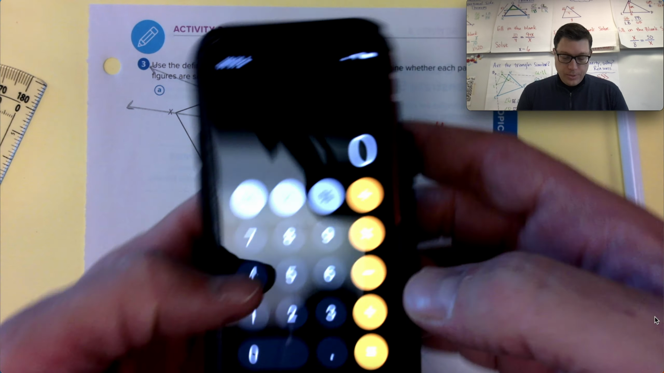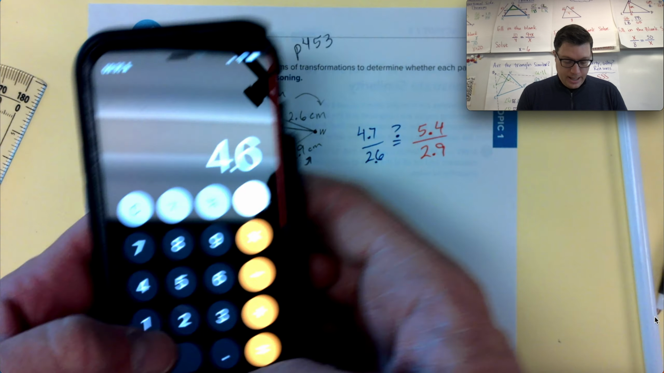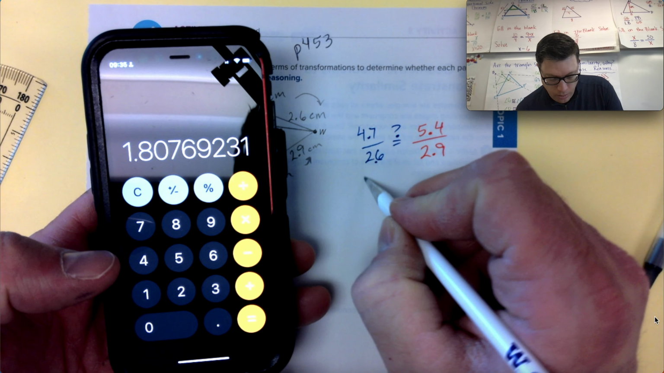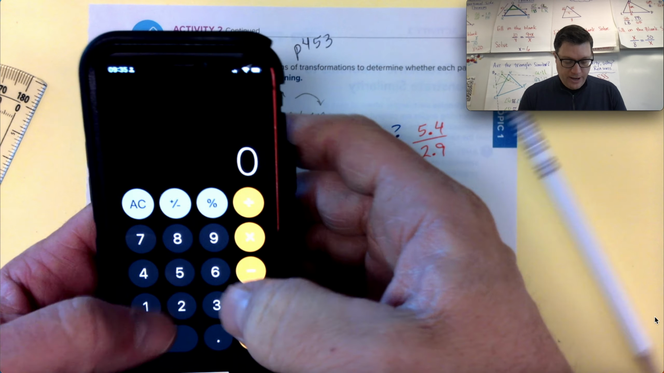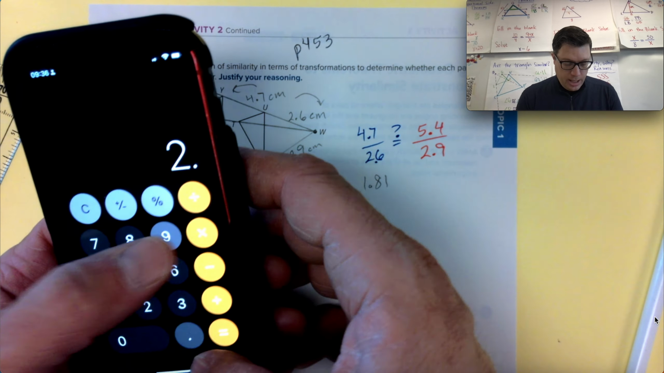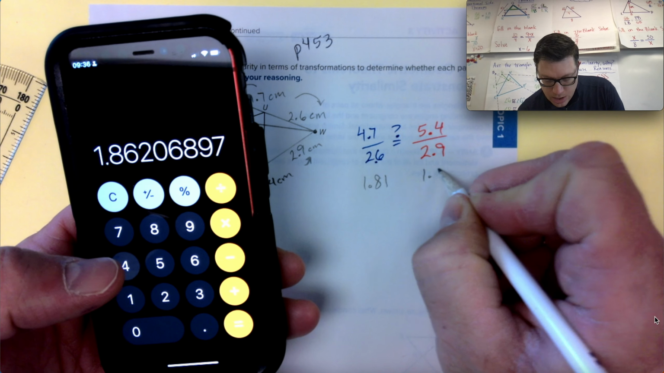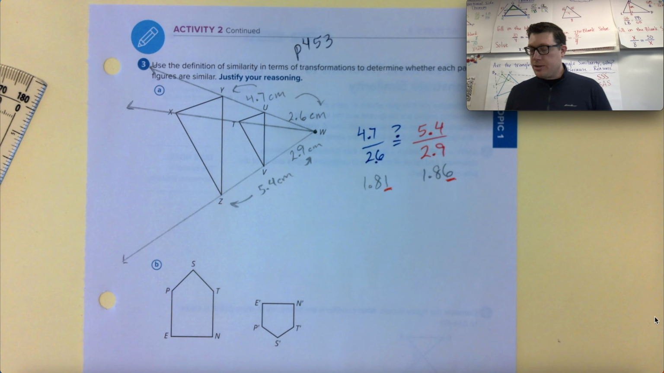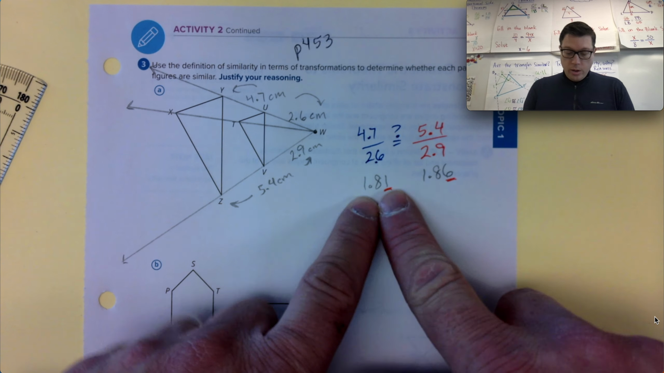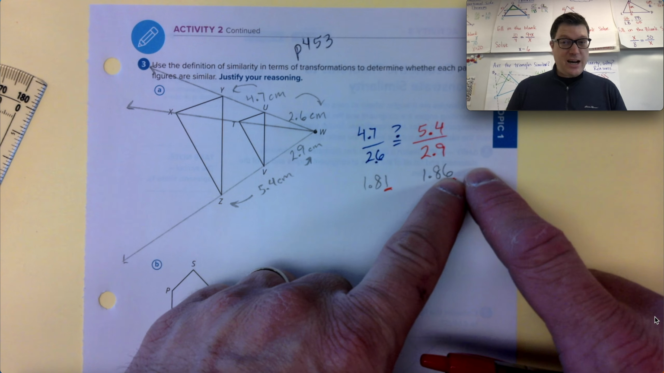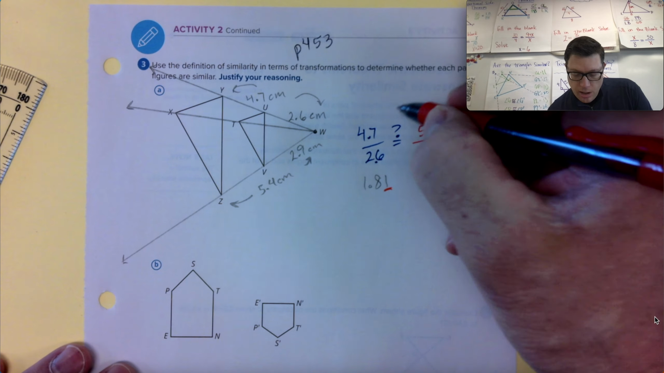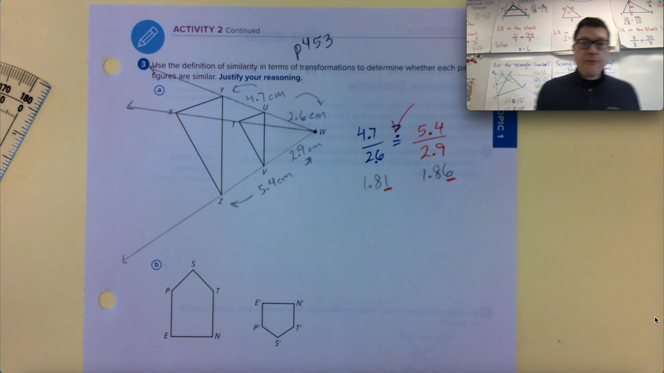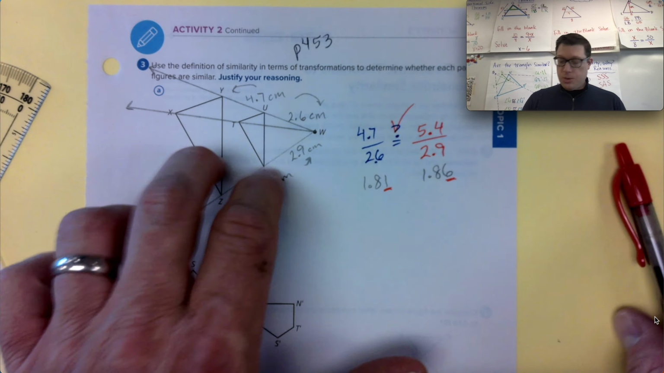Okay, let me show you on camera. So 4.7 divided by 2.6, I get 1.81, and then I'm going to go 5.4 divided by 2.9, 1.86. So at this level right here, that is literally because millimeters are hard to measure accurately. But we're within 1.8, 1.85 of each other. These two proportions are close enough to call that, yes, they are equal. Therefore, yes, these two triangles are in fact similar.